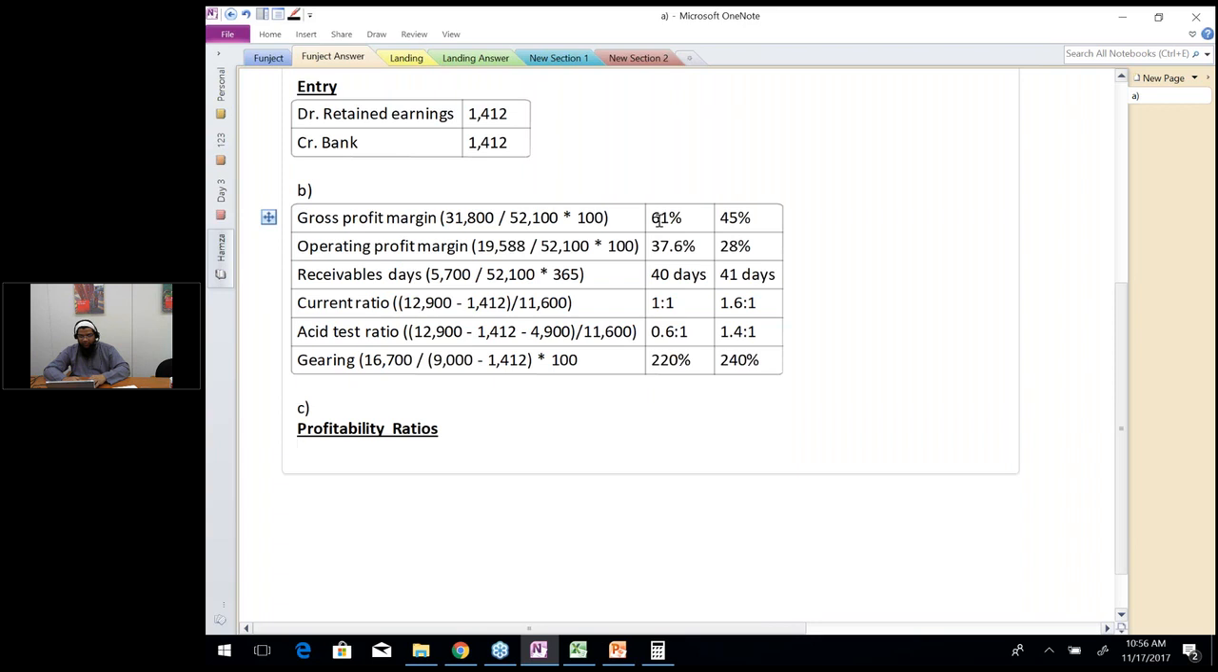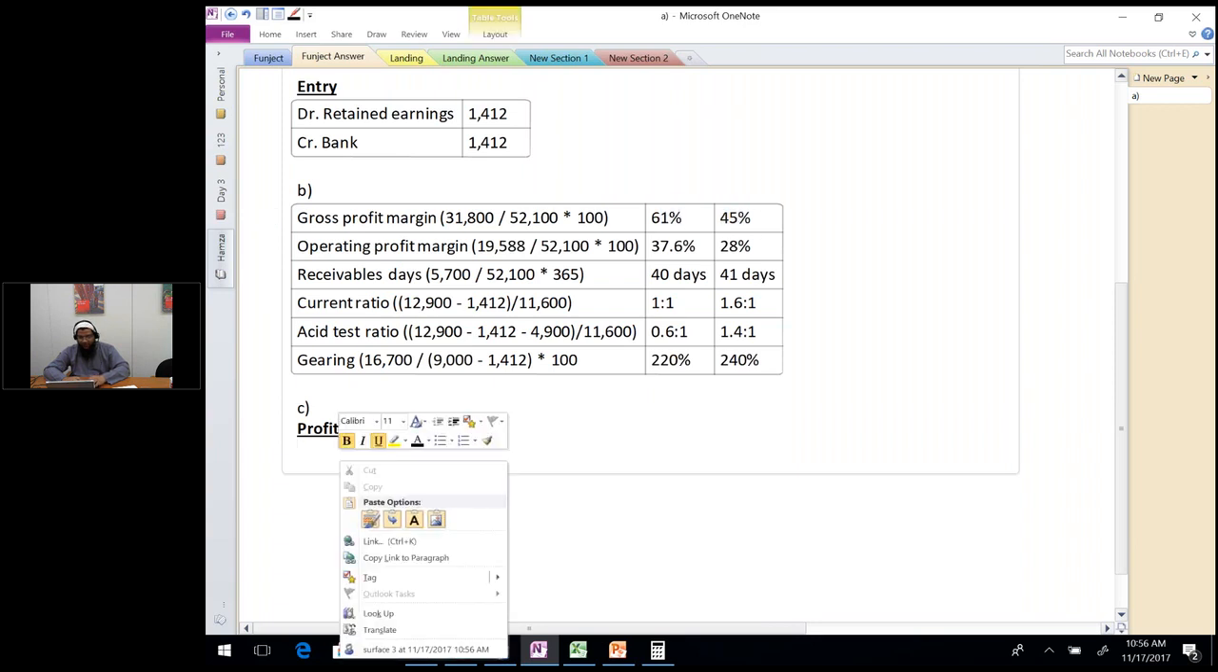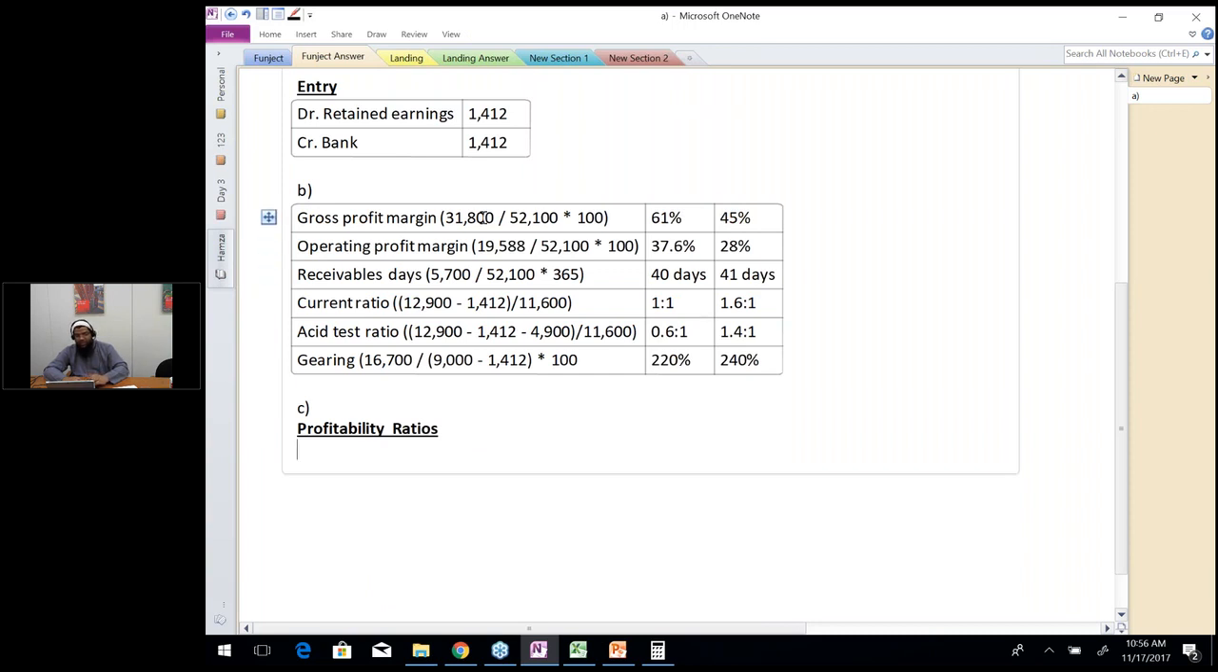So let's start from the gross profit margin. And if we talk of an overall image, looking at the gross profit and the operating profit margin, what do you people think? Who is better, the industry or the company? What do you think? Who is better? Either the company is better or the industry averages are better?